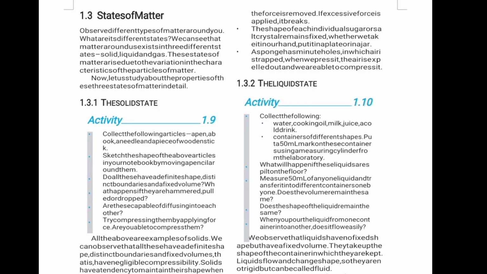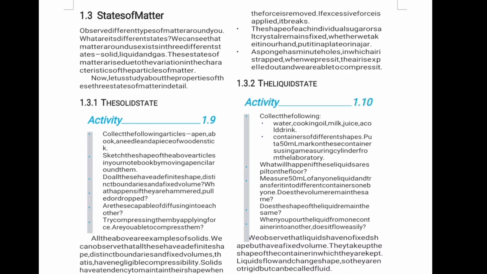What will happen if these liquids are spilt on the floor? Measure 50 milliliters of any one liquid and transfer it into different containers one by one. Does the volume remain the same? Does the shape of the liquid remain the same? When you pour the liquid from one container into another, does it flow easily?